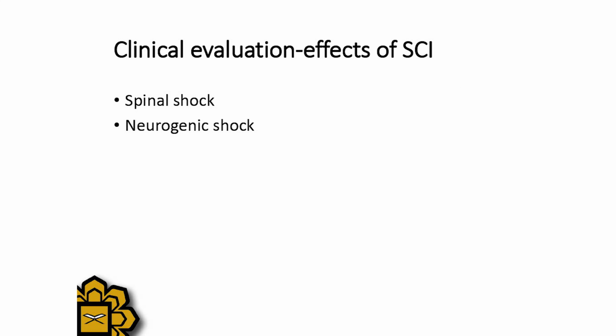And then, what is the clinical evaluation? What happened to the patient? Because once you evaluate the patient, you want to know whether the patient is in spinal shock or in neurogenic shock. Most of the time this occurs in the casualty. So as a doctor, we have to know whether the patient is in spinal shock or in neurogenic shock. So what is the difference between spinal shock and neurogenic shock?